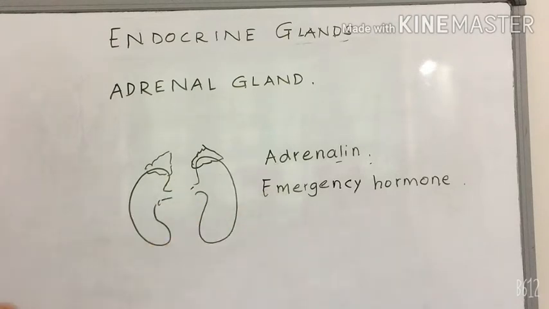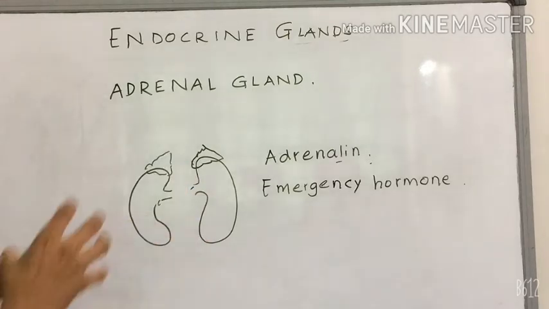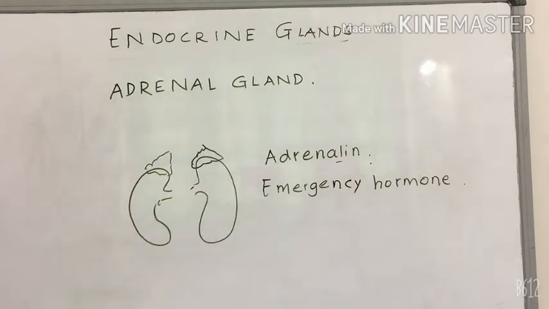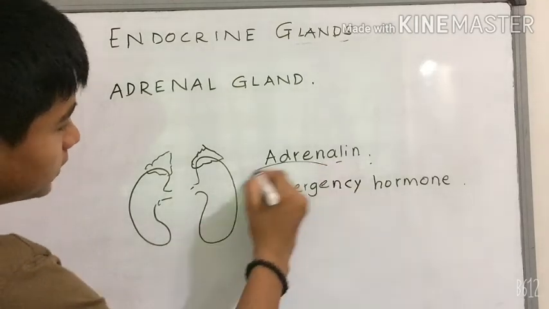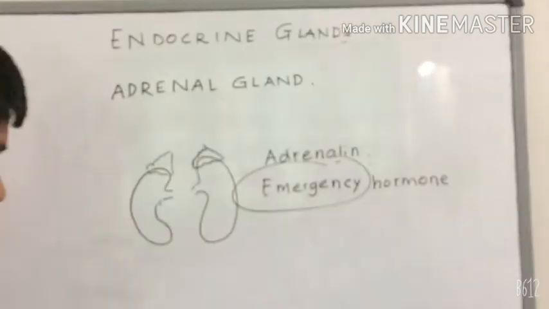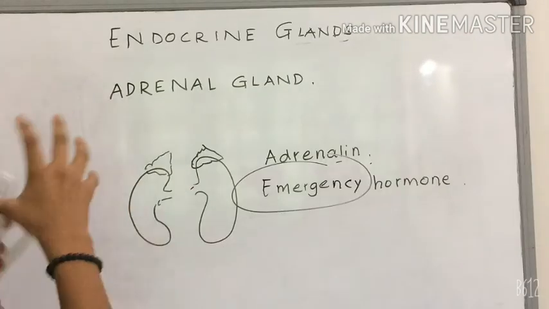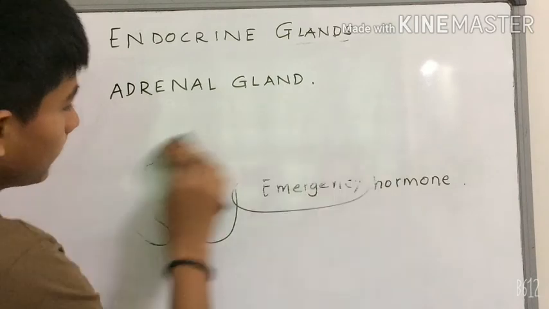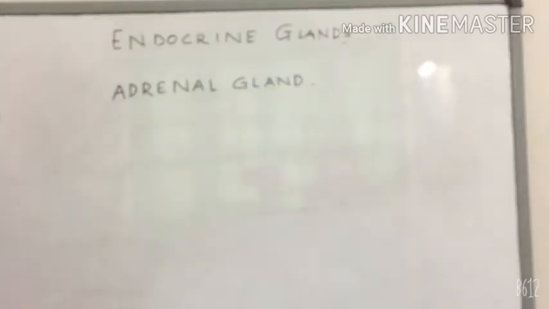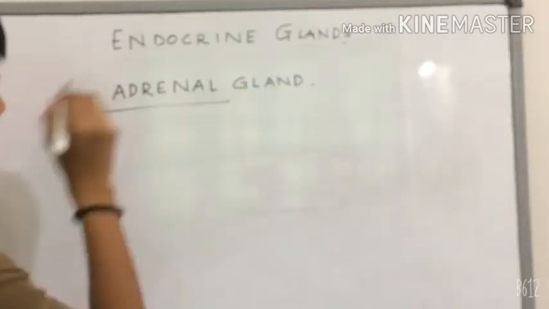by increasing the heartbeat and blood pressure levels, so that the glucose and oxygen required for oxidation can be made readily available, and to produce more energy and encounter this emergency. Now this is simple to understand. Adrenal gland, now let's recap.